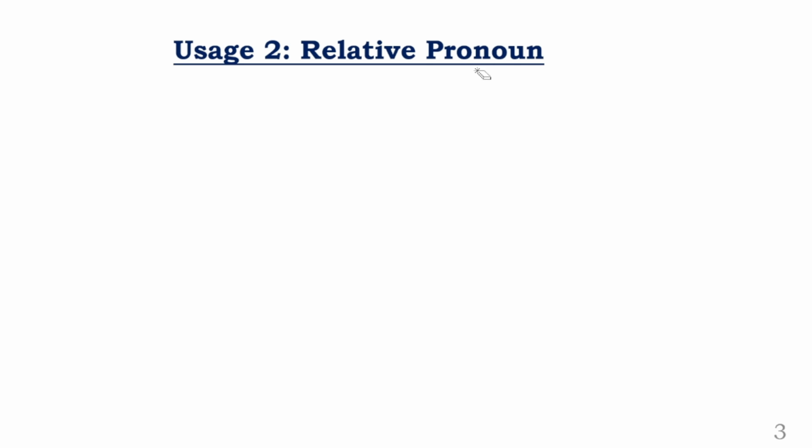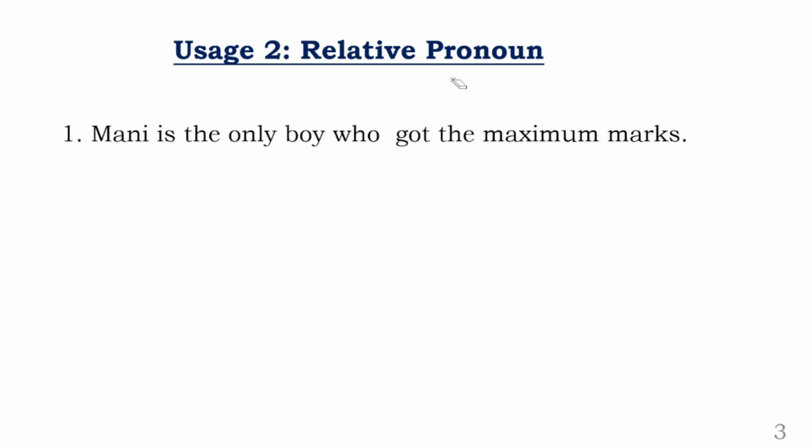But coming to the next one, the second usage, this is nothing but a relative pronoun. Of course, this is also a pronoun, but it is the word that relates with the nouns before them in the sentence. Look at this statement: Money is the only boy who got maximum marks. See, there is a word here. What is the word? Who. The word who is relating with the nouns that are preceded by them. Such kinds of words are called relative pronouns.